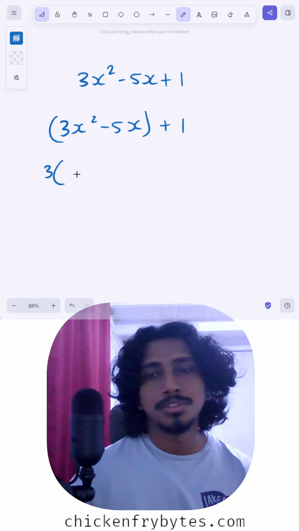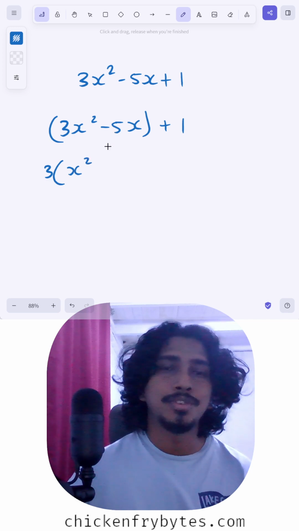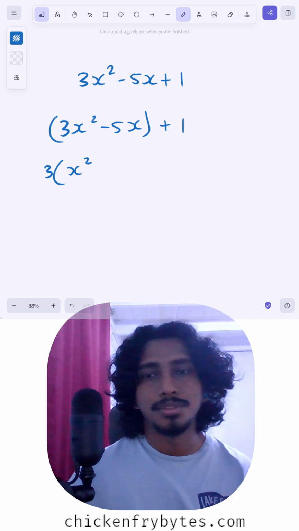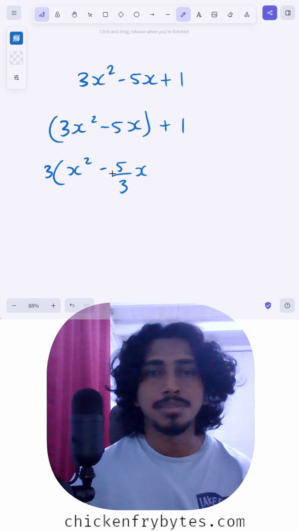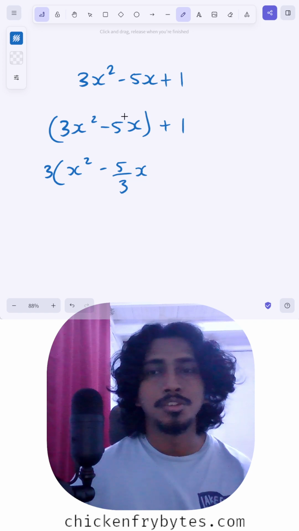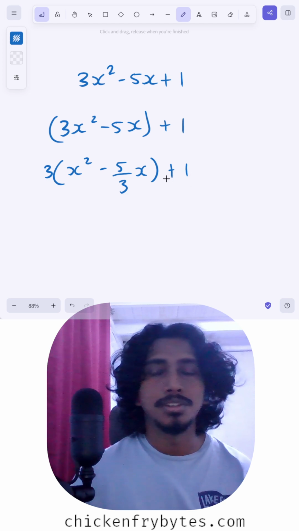So when we factorize out 3 from 3x squared, it is obviously x squared. Minus, well, 5 cannot be divided perfectly by 3. And so we can basically put 5 upon 3 times x, right? Because once we take the 5 upon 3 and multiply it back by the 3, we get our original 5 that we have here. All right? And then we have our 1 waiting in the corner.